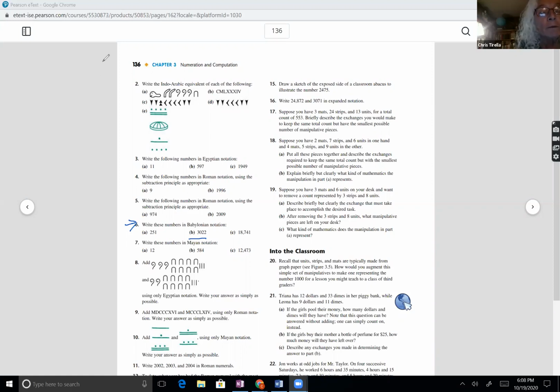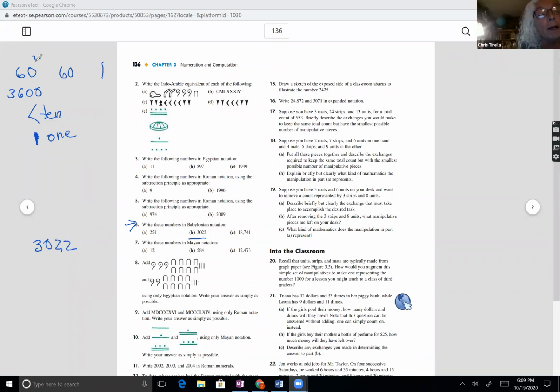Babylonian was a system where we had ones, and then we looked at numbers in blocks of 60s. And so the next place value would be 60 to the second, which would be 3600. We had this symbol that meant 10, and it actually looked more like that, but I'm going to just draw a line to mean 1. And so if I want to take that number 3022 and write it into Babylonian.